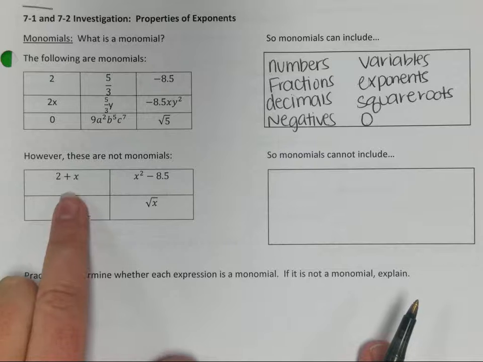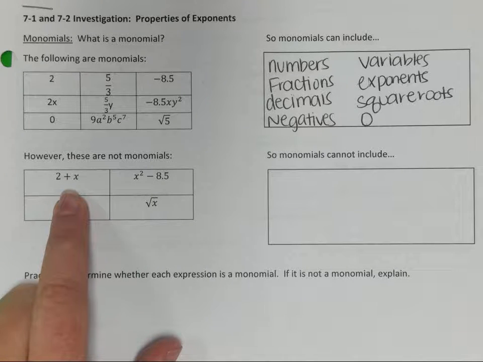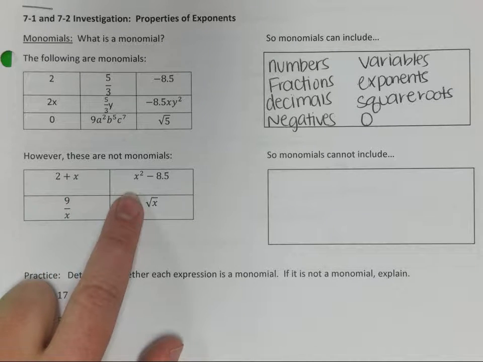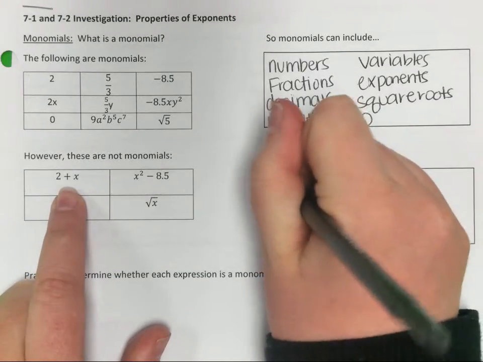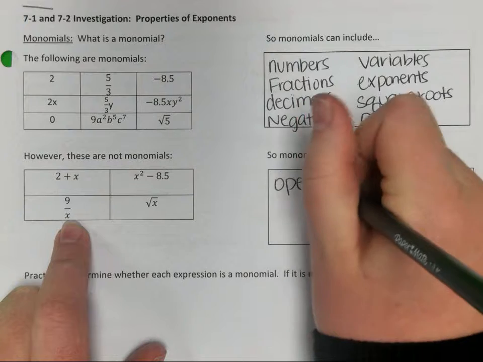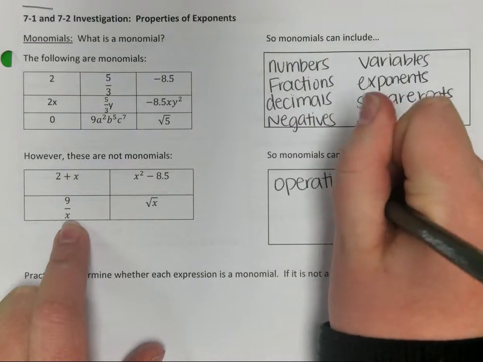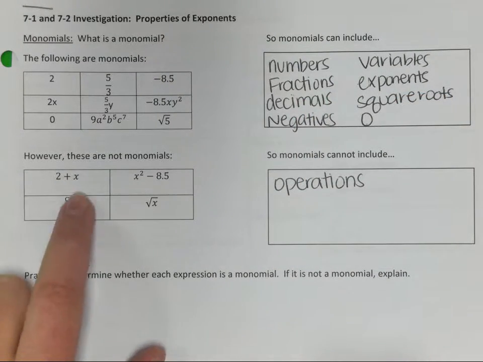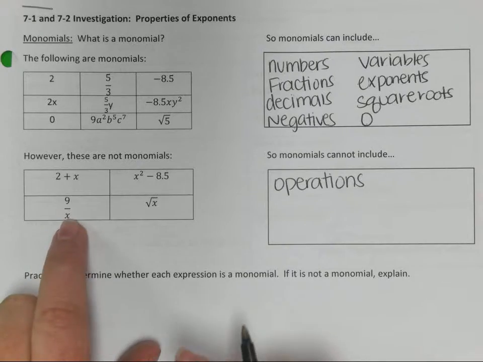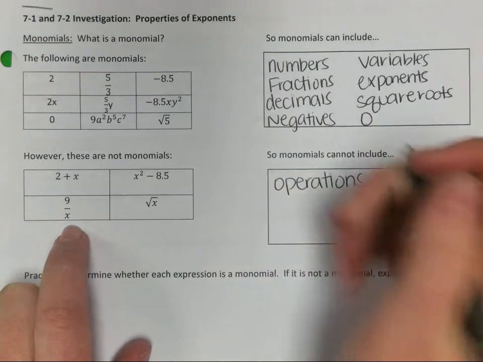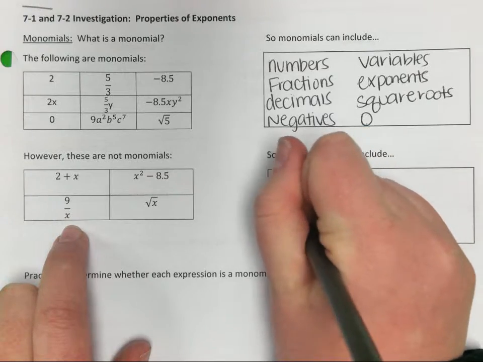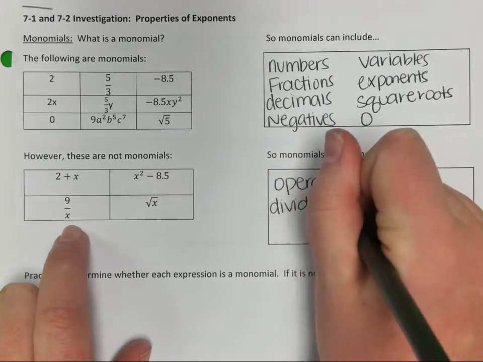Okay, now on down here we have 2 plus x. These are not monomials, so monomials cannot have operations. Right here, 9 divided by x. Why is this different than 5/3? Because that's dividing by a variable. So monomials cannot include division by variables.